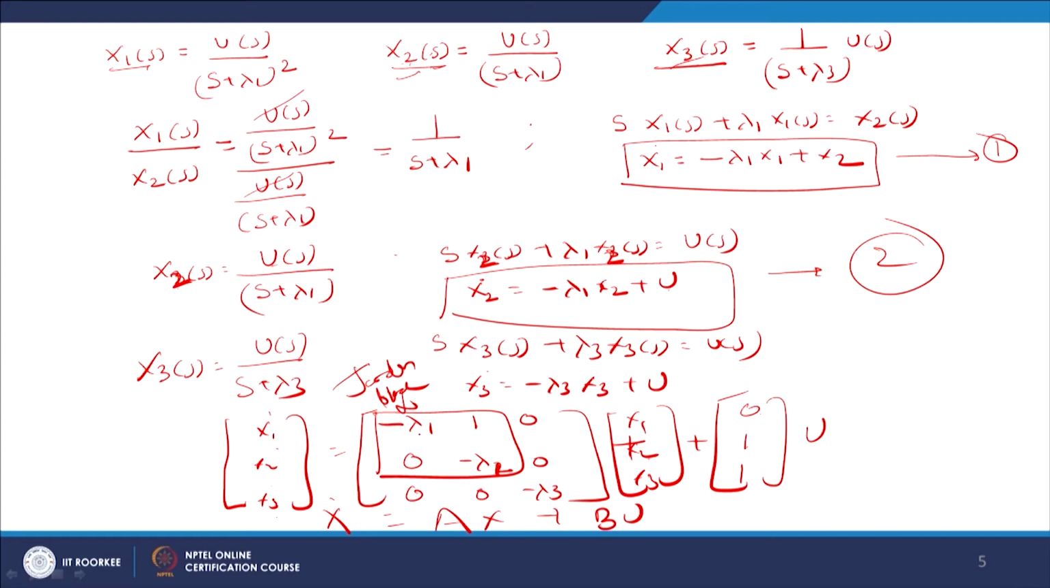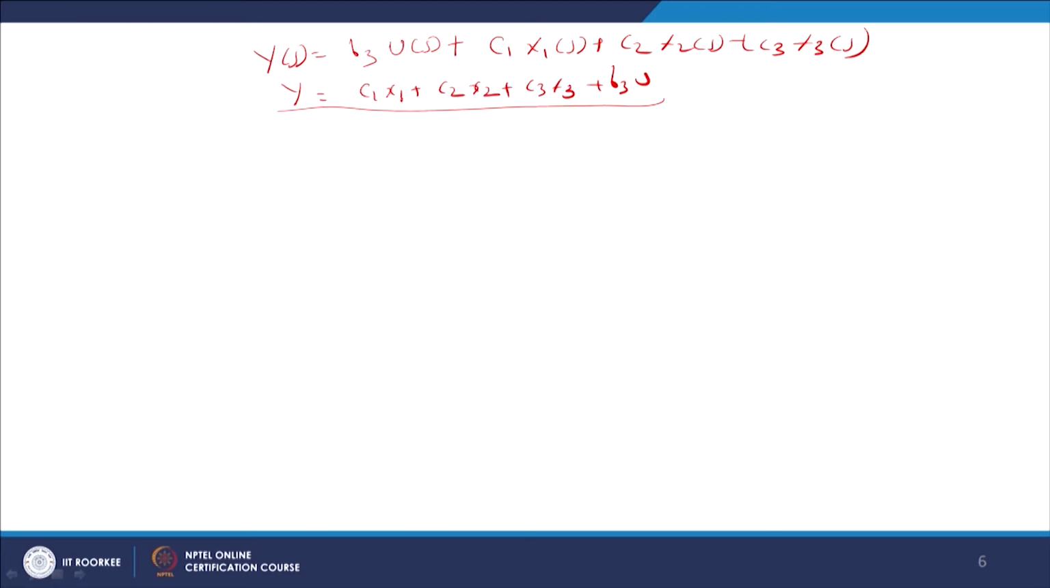And in this block the lambda 1 is repeated, and in this particular case you have 0 and 1, but if you see the actual diagonal canonical form, here we will get 0, here we will get 1, but in Jordan form that 0 and 1 have been interchanged, you can easily observe. Now, y of s equals b3 u of s, c1 x1 of s, c2 x2 of s, and c3 x3 of s, and now we have written y like this, y equals c1 c2 c3 x1 x2 x3 plus b3 into u.